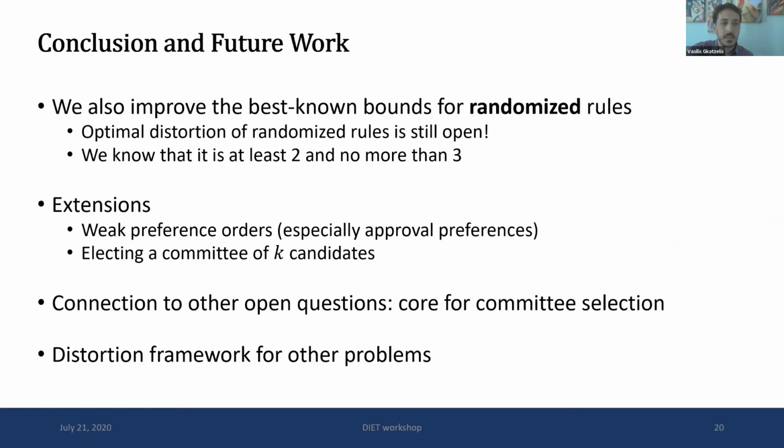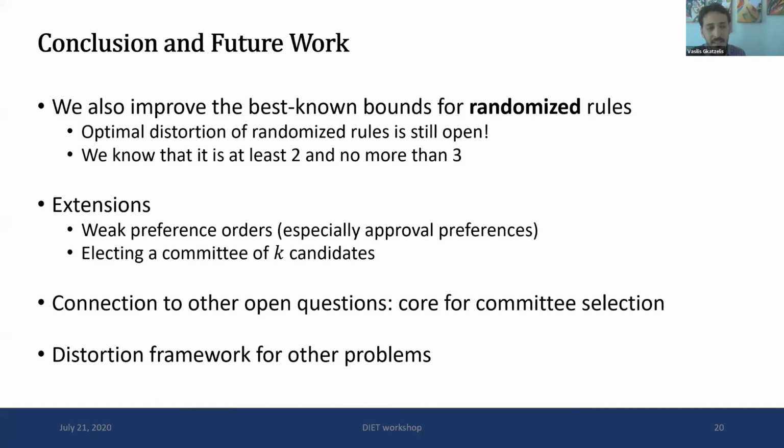Okay, so last slide. Apart from the results that I mentioned, we also improved the best known bounds for randomized rules. Again, with or without alpha, we have some different parameterizations. However, as Elliot mentioned, the optimal distortion of randomized rules is still open, so we don't know what it is. It's somewhere between 2 and 3. That's one of the compelling open questions here.